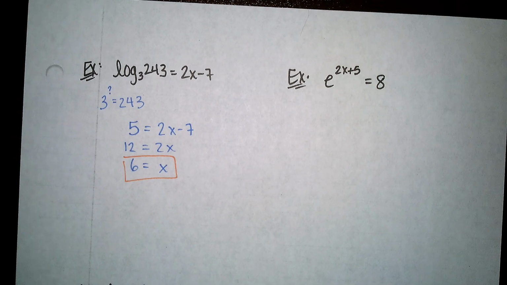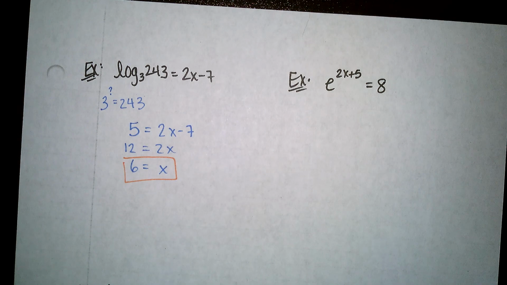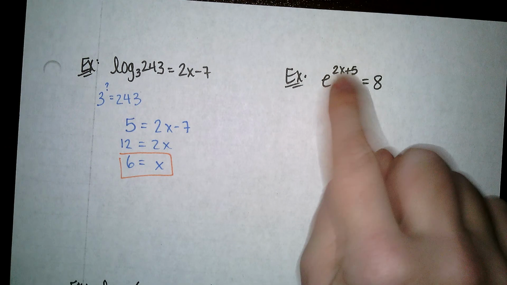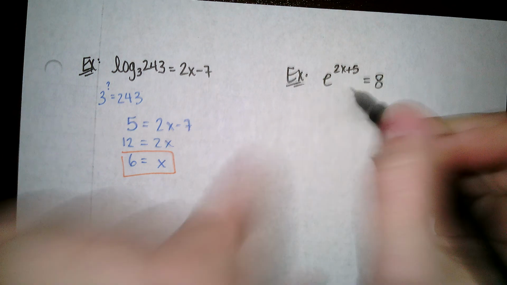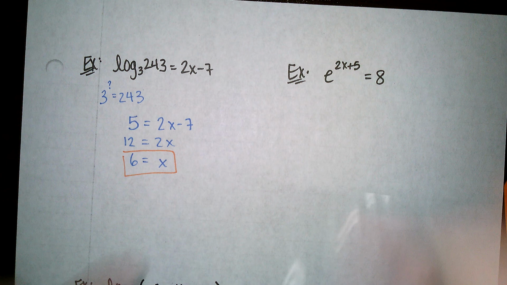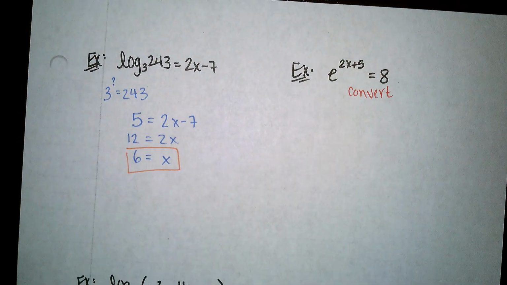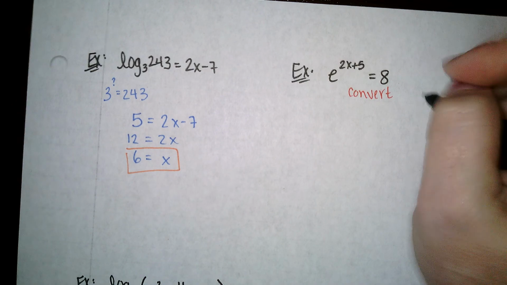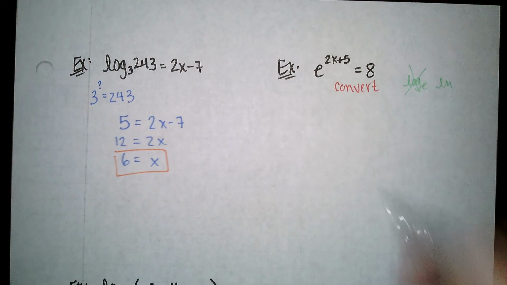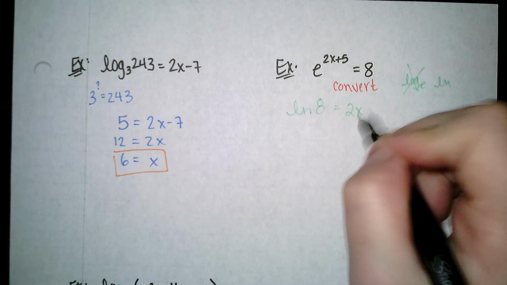How about this next one? e to the 2x plus 5 equals 8. So in this one, the variable is in a relationship that needs simplified. So I'm going to switch it from exponent to log form. So I keep the base of e. And remember that when we have a base of e, that means we have a natural log. So we don't write log base e. Remember, we write natural log like that. So we'll have the natural log of 8 is going to equal 2x plus 5.